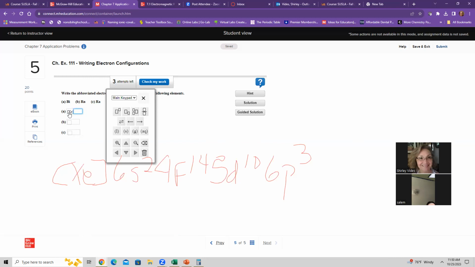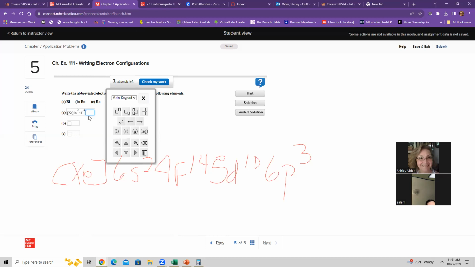Sorry, I have to find all these things in here. 6s2, and 2 has got to be up. So 2, then bring it back down. And then it's going to be 4f. Bring it back up, 14. Bring it back down. And by bringing it back down, you can click this little arrow also.